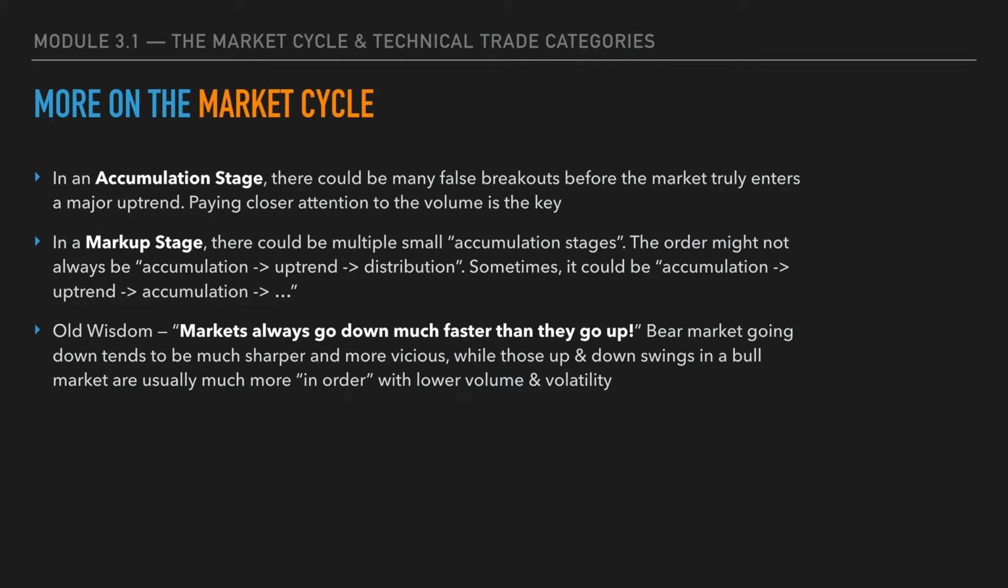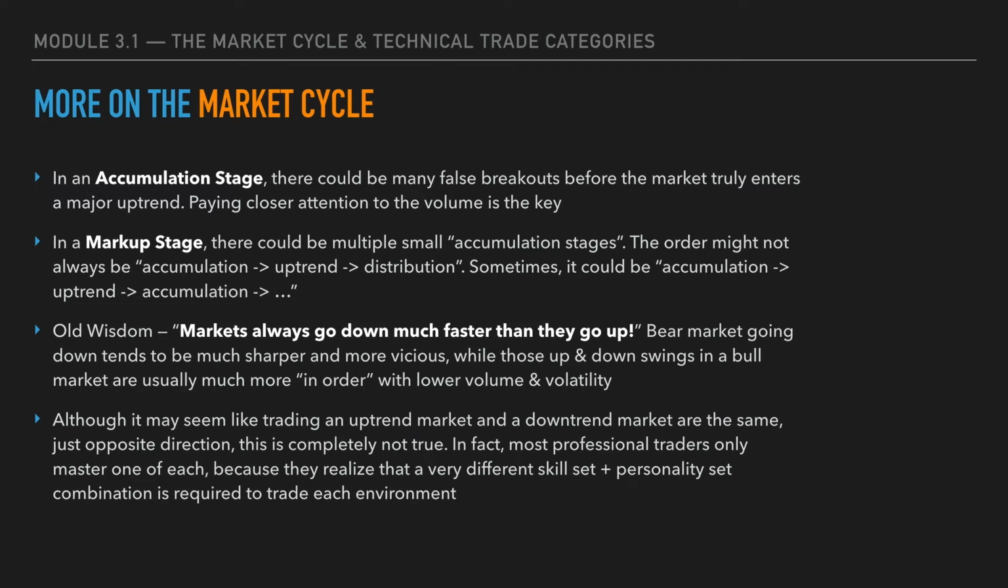There is an old market wisdom saying, markets always go down much faster than they go up. The bear market tends to be much sharper and much more vicious, whereas the up and down swings in the bull market are usually much more orderly, with low volume and volatility.